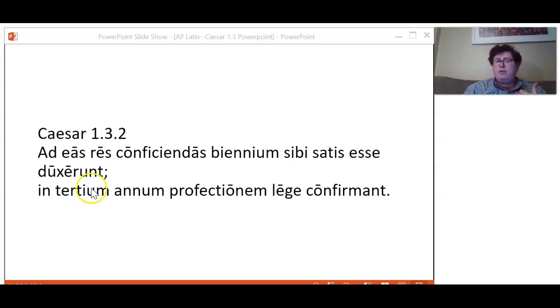I also want to just draw your attention to something: we've moved from a perfect tense, duxerunt, to a present tense, confirmant. Again, and don't read too much into it, but quite often narratives of past events in Latin shift into the present tense. It's just for the sake of vividness.